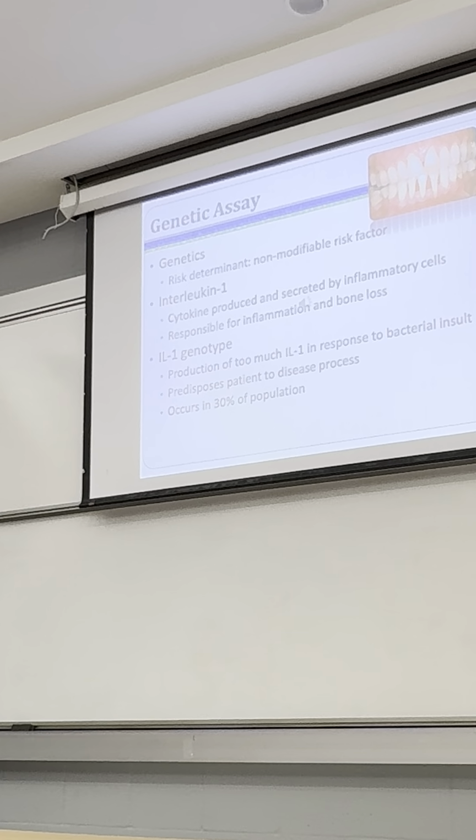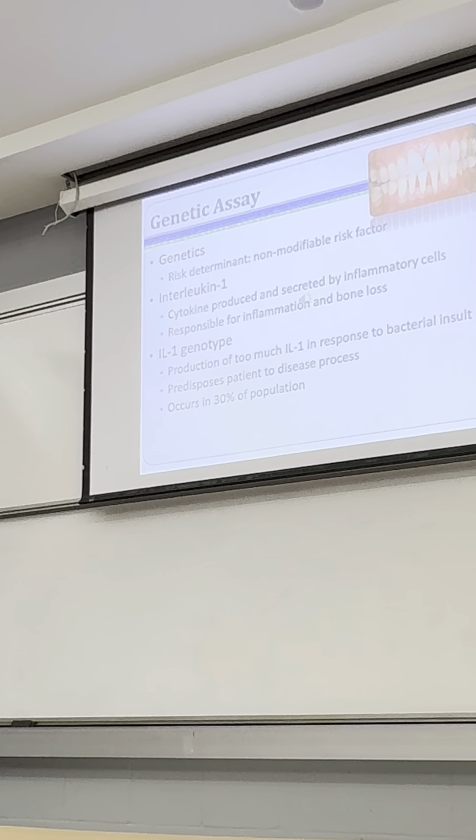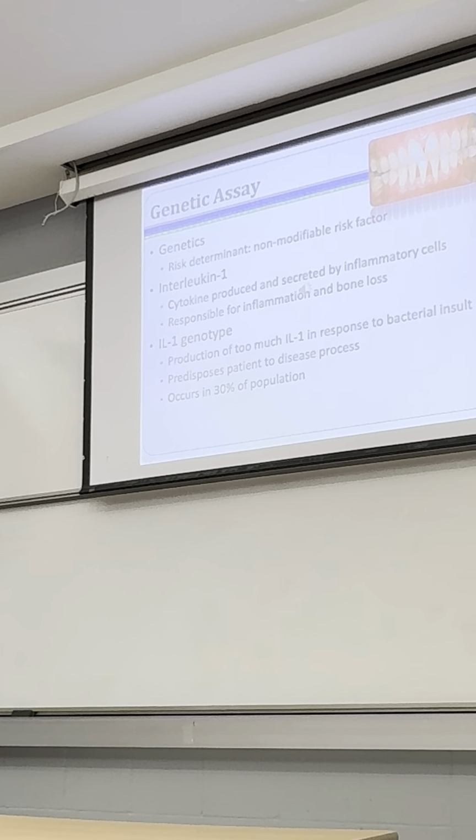All right, and then the genetic assays. Of course with genetics, we know that that's a risk determinant for periodontal disease. That's a non-modifiable risk factor from what we talked about last week. Interleukin-1 is a cytokine that's produced and secreted by inflammatory cells, and those are responsible for inflammation. And then you have the IL-1 genotype, production of too much of that in response to the bacterial insult. It predisposes the patient to disease processes and occurs in about 30% of the population. So 30% of the time you're going to have that IL-1 genotype available.